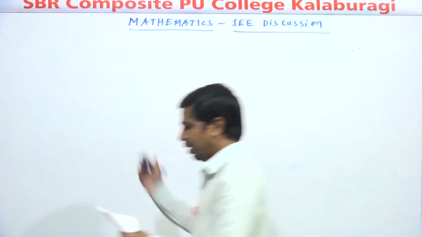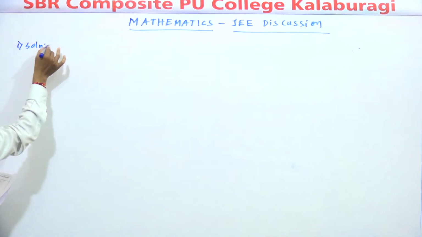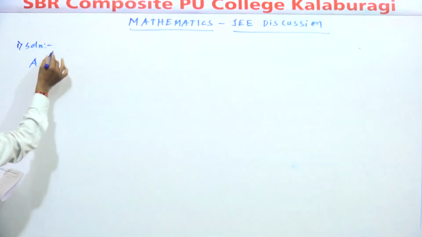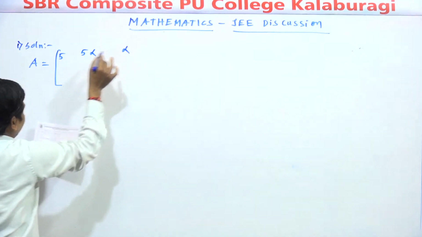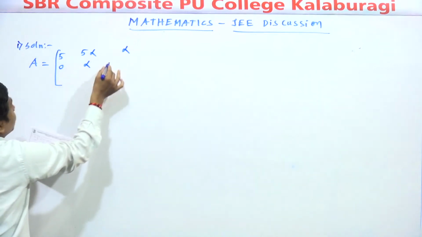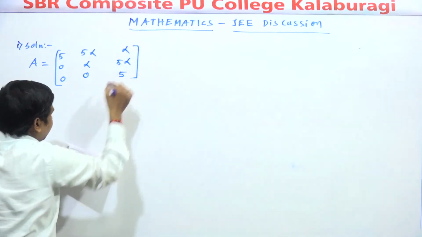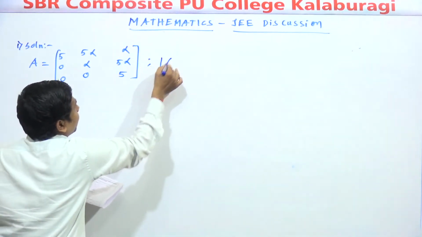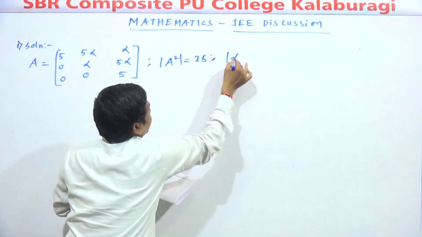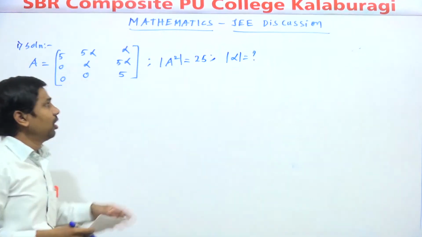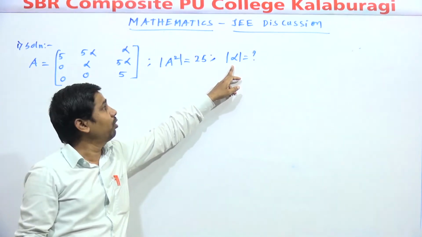First question, capital A is equal to the matrix with first row pi, alpha, 0, second row alpha, pi, alpha, and last row 0, 0, 5. This is your matrix A, and he has given that the determinant of A square is equal to 25. Then what is the modulus of alpha?